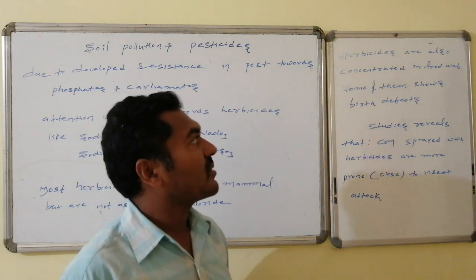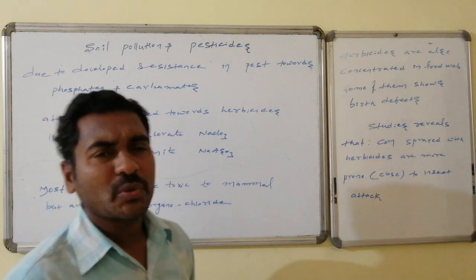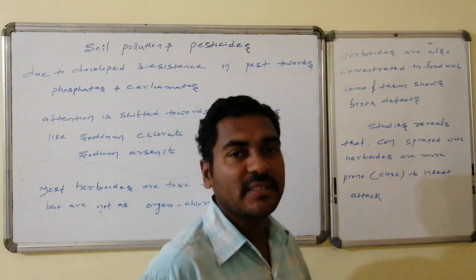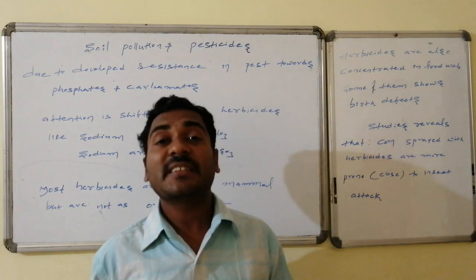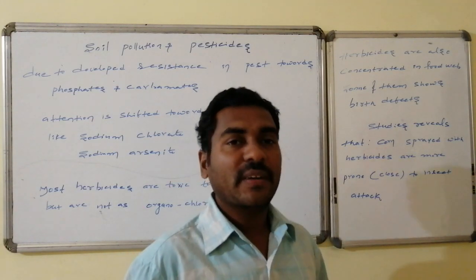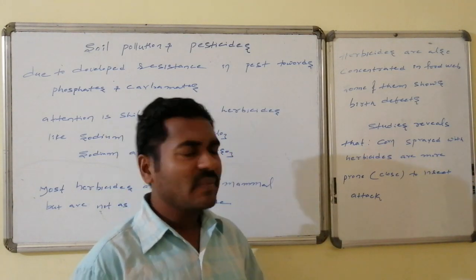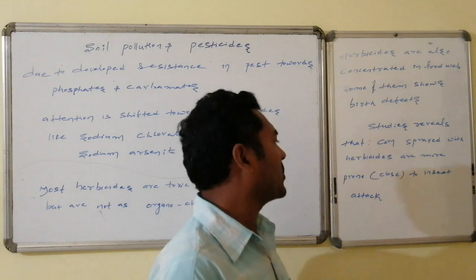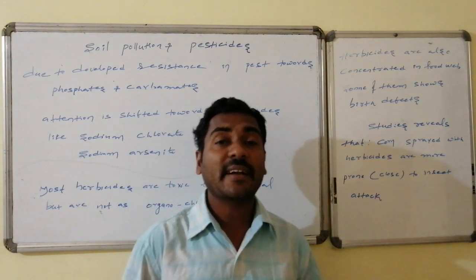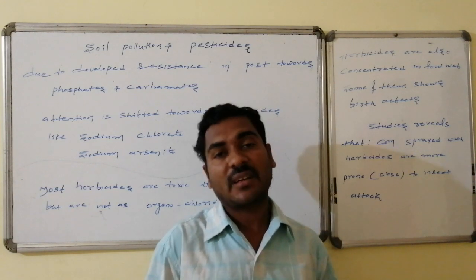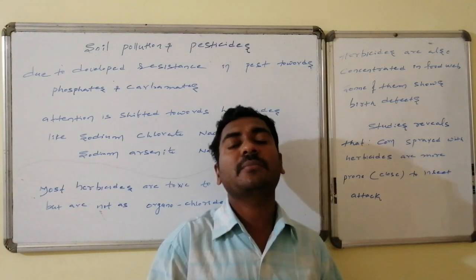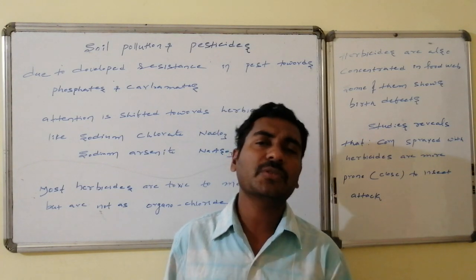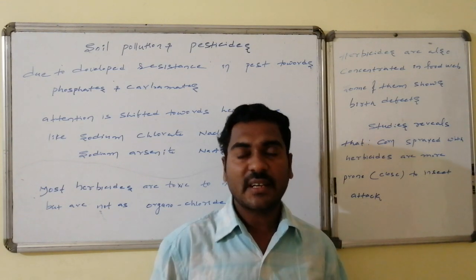And the herbicides are also concentrated in the food web. Some of them show birth defects also. That is a side effect of the herbicides: more exposure of humans to the herbicides leads to next-generation problems like birth defects. Studies reveal that a cornfield sprayed with herbicides is more prone to insect attack compared to non-herbicide sprayed cornfields. Thus the immune system of living organisms is affected by the herbicides, and they become very prone to all varieties of infections caused by insects.